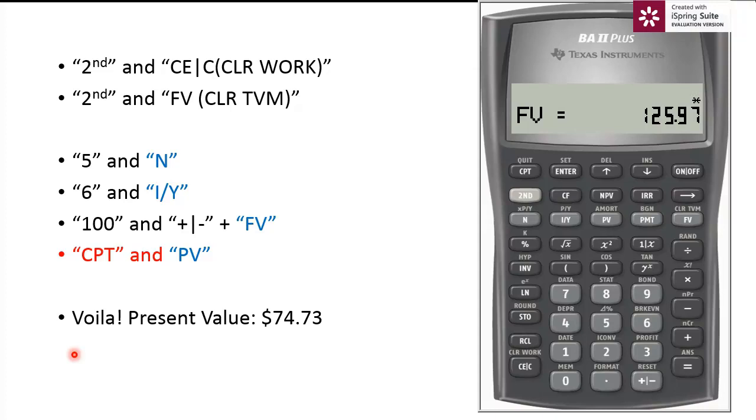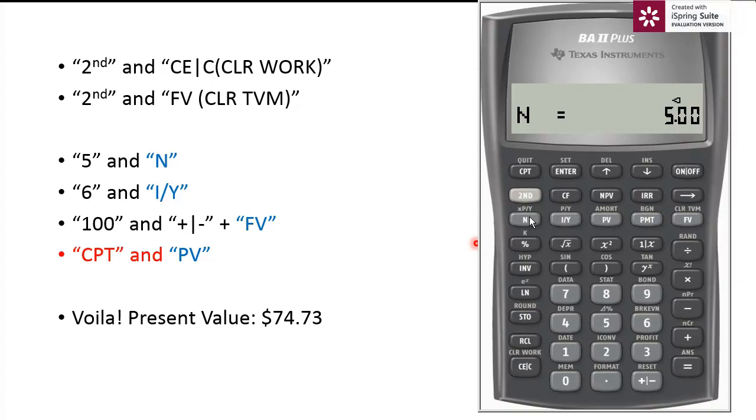Let's practice with our BA2 Plus financial calculator. Let's clear all previous work by using the second key, which changes the key functions to the yellow notations above each key. So we will hit second and then CE|C to clear all previous work, and second and FV to clear all time values. So first hit 5 and then N for the number of periods.